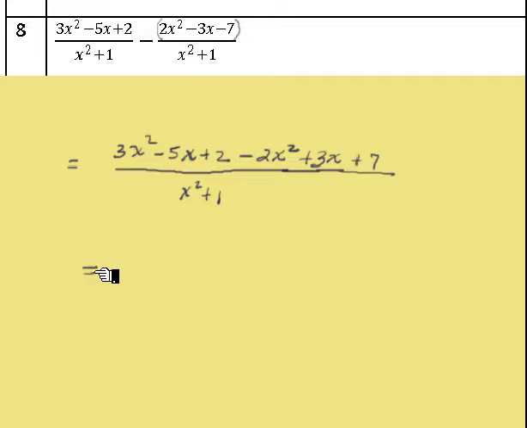We have some like terms. 3x squared minus 2x squared, that's x squared. Minus 5x plus 3x, that's minus 2x. 2 plus 7 is 9.